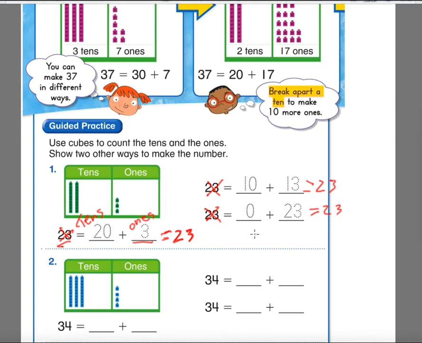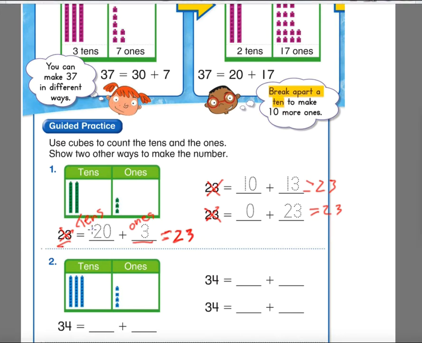So let's look at what we're doing here. They kind of did us a favor and drew the tens rods and the ones cubes for us. It says use the cubes to count the tens and the ones. Show two other ways to make the number. We got this. We just did a huge number, 54. Right now, we're just doing 23. How many tens do we have? Or what big number do they make? We could count them. Ready? 10, 20. So that's where they got this 20 from.